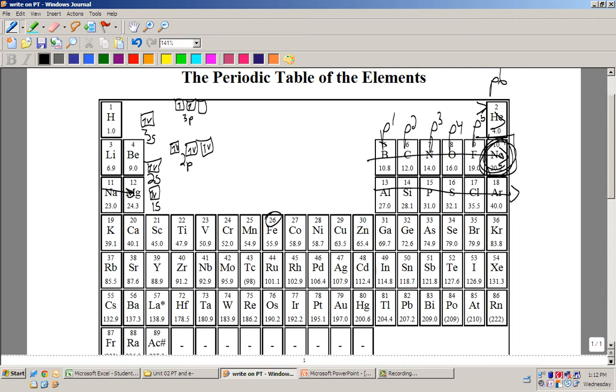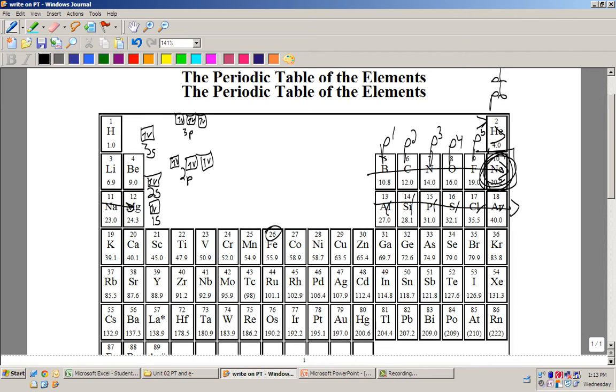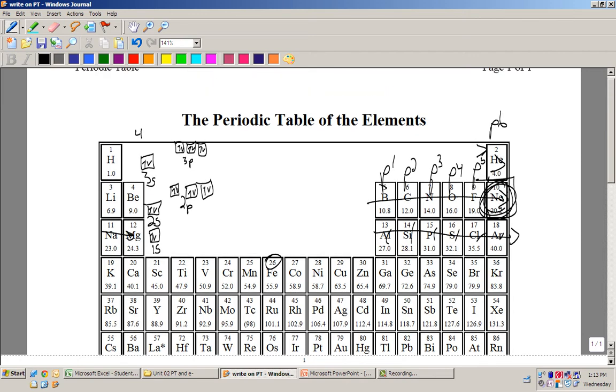Up, up, up, down, down, down. So up, up, up, down, down, down. Now I'm at 4s. Oh no, I'm running out of room. 4s. There's a box. Up, down. Here's my 4s. Now here's where it gets weird.